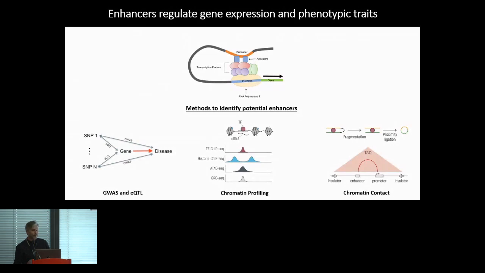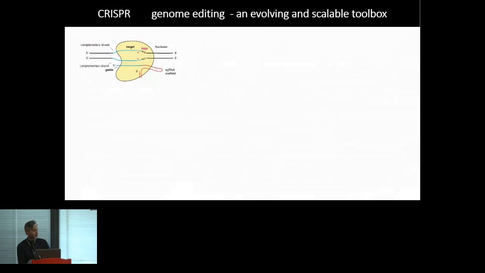And we have different ways to potentially discover them using GWAS, eQTL studies, chromatin profiling, and also trying to understand their target genes using chromatin contact assays. However, if we really want to understand their function, we potentially need to perturb them to assess causality of these sequences. So we are lucky to have amazing technologies based on the CRISPR system.